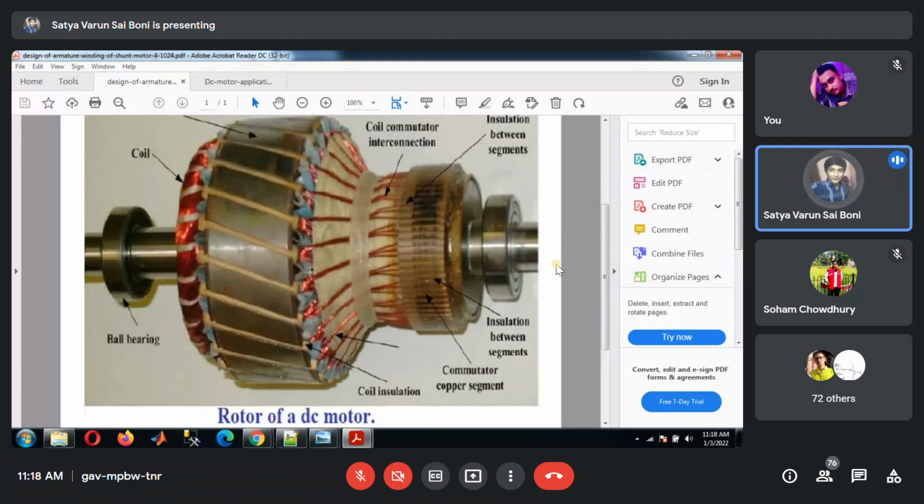This is the armature, and inside there is armature winding, and you can see the major important part here is the commutator. This is for inducing the electricity into the system.